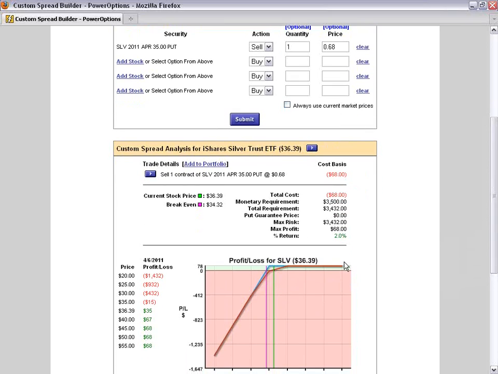Now, the problem with doing this, same risk reward profile as a covered call, is that I generated some premium which might lower my cost basis if I get put the stock. Here we sold the SLV 35 put, so if the stock gets put to us, our cost would be $34.32. But I still have so much risk to contend with if there's a sudden gap or a decline in price.